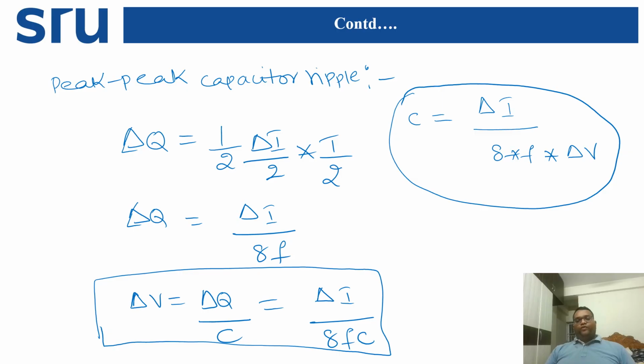Now from this, we observe that the capacitor value, inductor value, voltage ripple and capacitor ripple are everything available. Now we will check one problem. We'll solve one problem on these formulas for the buck converter circuit.